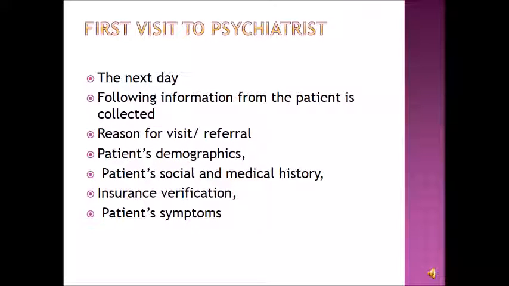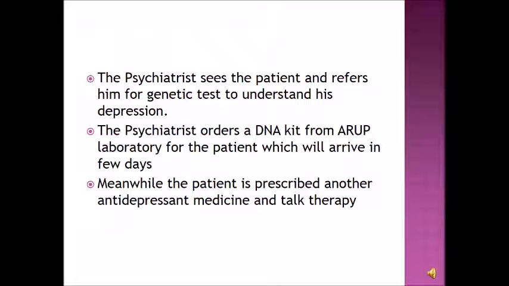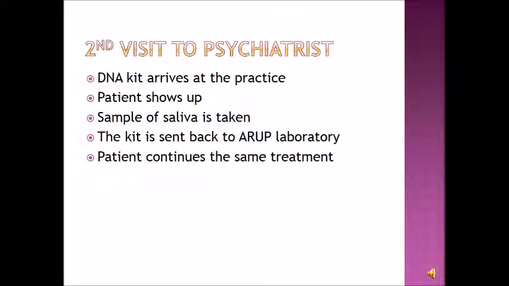During his first visit to the psychiatrist, the information collected is his reason for visit, the referral, his demographics, his social and medical history, and the insurance verification. To understand his depression, the psychiatrist orders a DNA kit from a genetic laboratory for the patient, which will arrive in a few days. Meanwhile, the patient is prescribed another antidepressant medicine and talk therapy.